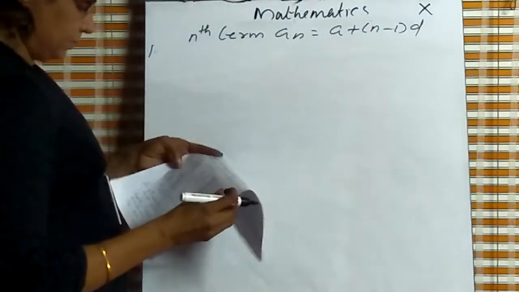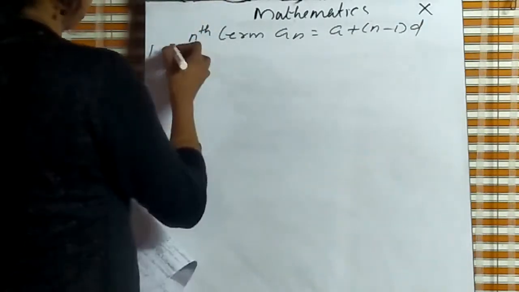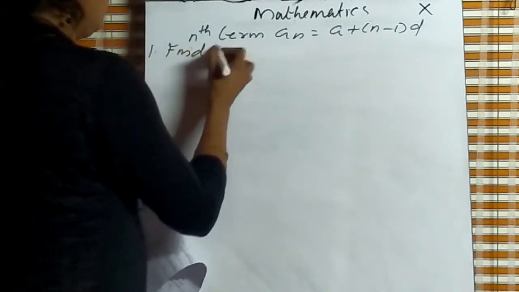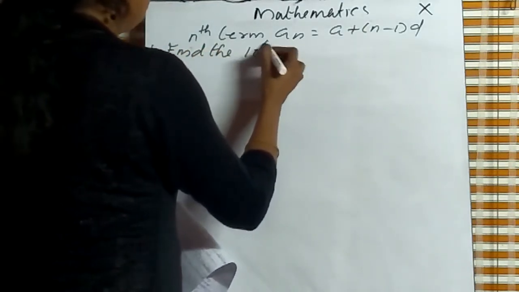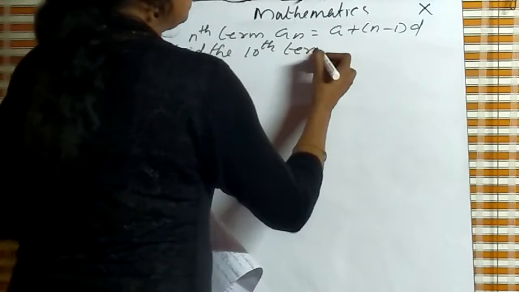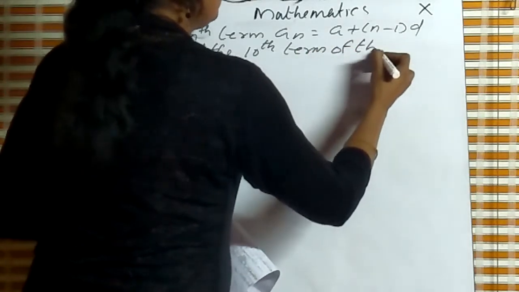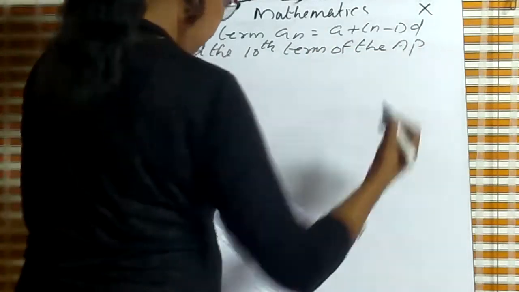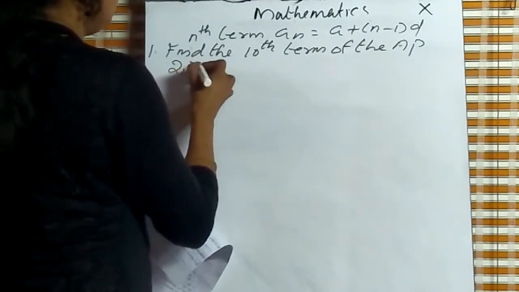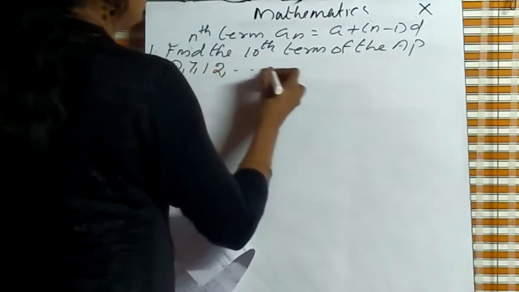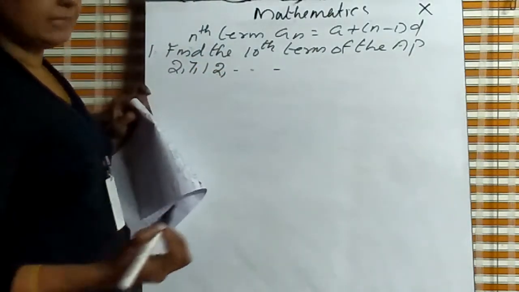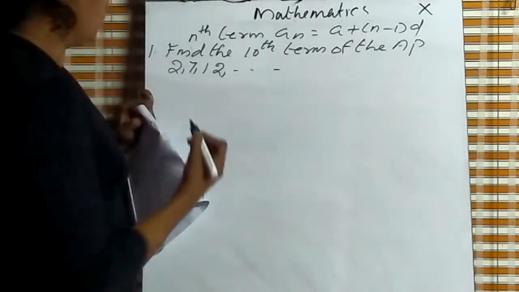Now we are going to solve problems. Find the 10th term of the AP 2, 7, 12, etc. We have to find the 10th term. Means N is equal to 10.